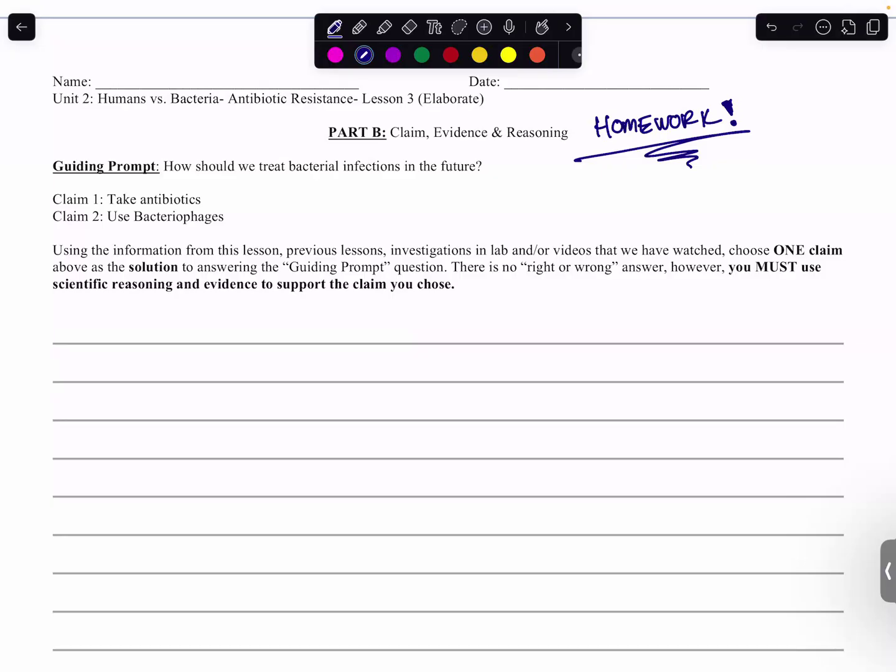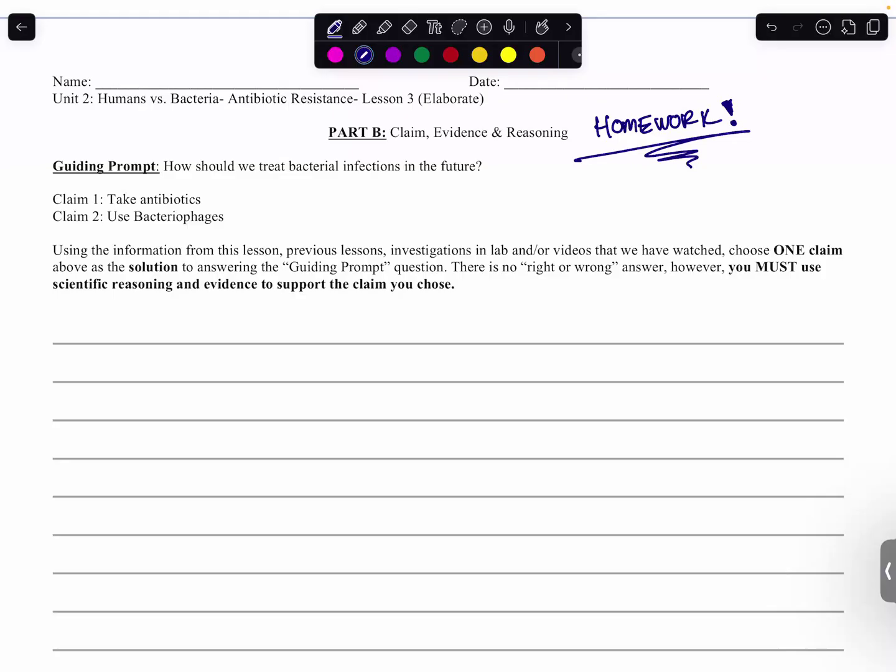Think cholera, right? Cholera seems to be antibiotic resistant. It keeps coming back again and again. And we don't really want that. So as a result, we need to see what we can do to save these people from this recurring or subsequent invasion of cholera. So our claim 1 says take antibiotics, and claim 2 says use bacteriophages.